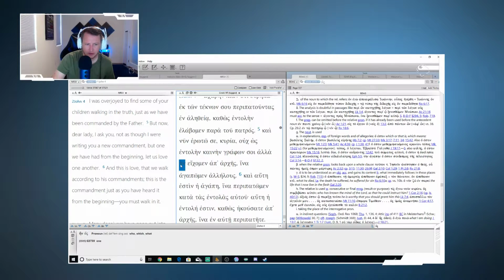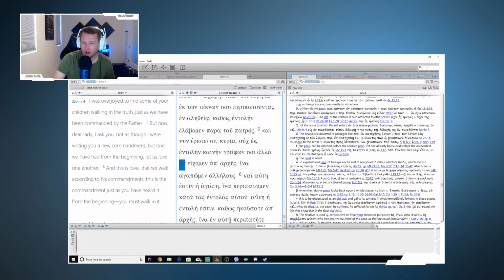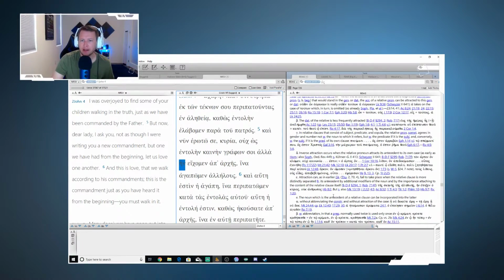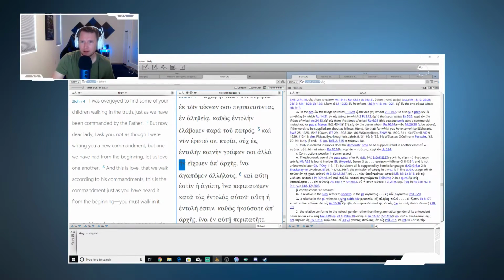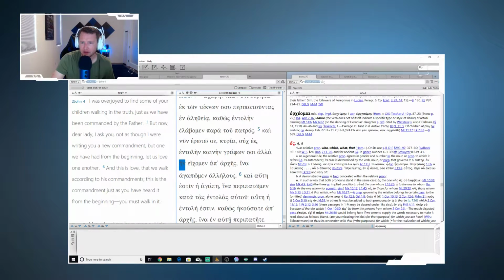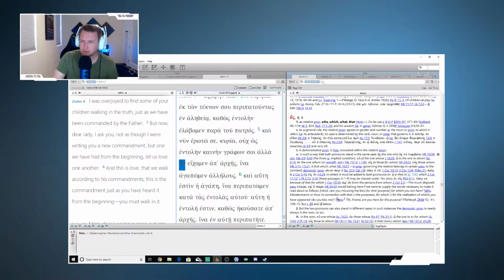It isn't neuter, this is feminine. I want to say NRSV is right. This should be translated one. But let's take our time on it and figure it out. It agrees in gender and number with the noun or pronoun to which it refers, which makes sense because we're talking about commandment, which is feminine singular. That makes sense.